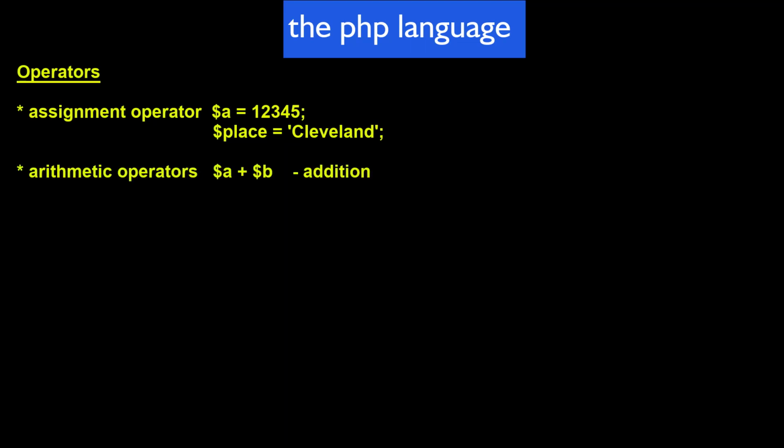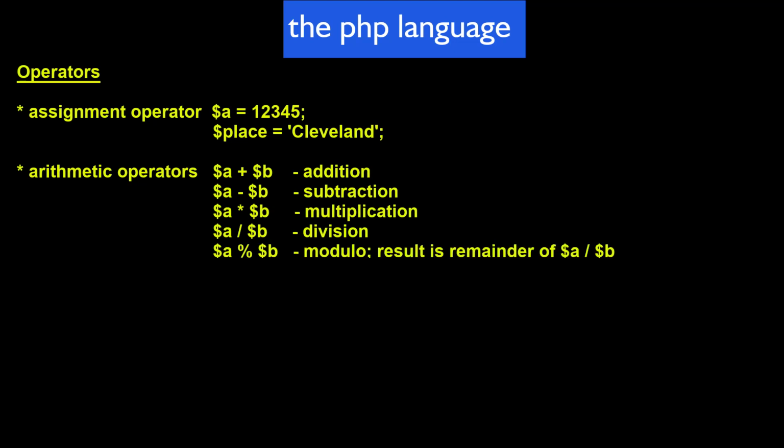The standard arithmetic operators are available. In particular, we represent addition with a plus sign, subtraction with a minus sign, multiplication with an asterisk, division with a slash. Now, $A % $B is what they call modulo. It's the result, that is the remainder of $A divided by $B. And $A asterisk asterisk $B is exponentiation, raising $A to the $B power. In these examples, $A and $B can be numeric literals or variables with numeric values, or even expressions with numeric values.